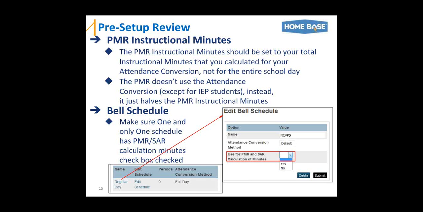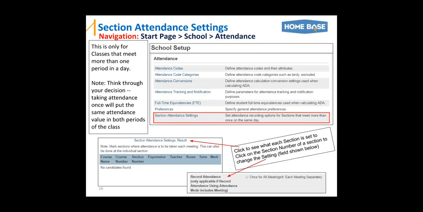So definitely go into all of your bell schedules and set one of them for use for PMR to yes, and all of the other ones should be set to no. Any questions about that? Because we've had a lot of places where we found a lot of blanks and not anything set to a yes. Cool beans. Hearing none, so carried.